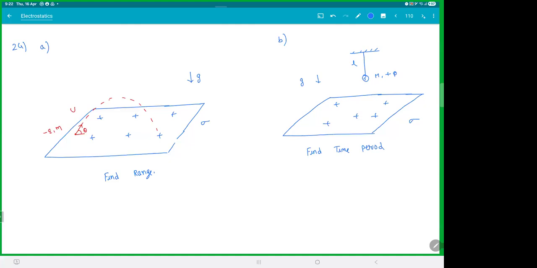These are pretty straightforward, mains-level questions. So the sheet's job is simple. It will generate a constant field. And what will the field do? EQ is equal to force. And then it's all mechanics things.